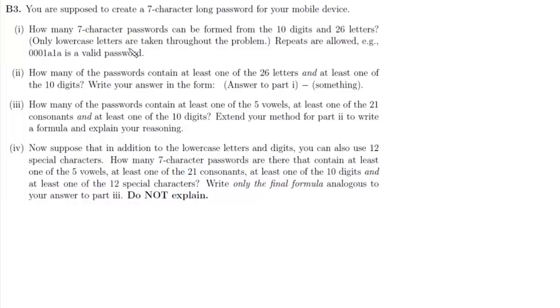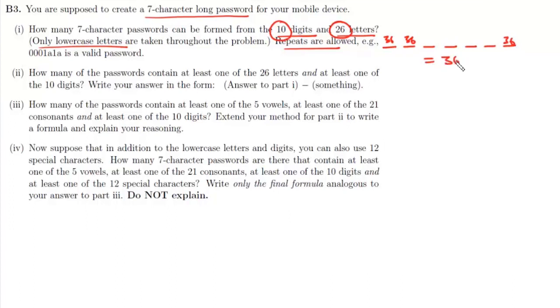Now the third question is, you need to create a 7-character long password for your mobile device. How many 7 character passwords can be formed from the 10 digits and 26 letters? Only lowercase letters are taken and repeats are allowed. Now for this password, for each of these 7 positions, we have 36 choices each. So number of choices will be 36 into 36 into 36, 7 times. So total number of ways of choosing this password will be simply 36 to the power 7. So the answer to this first part is 36 to the power 7.